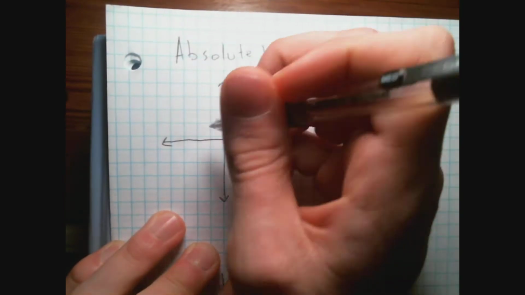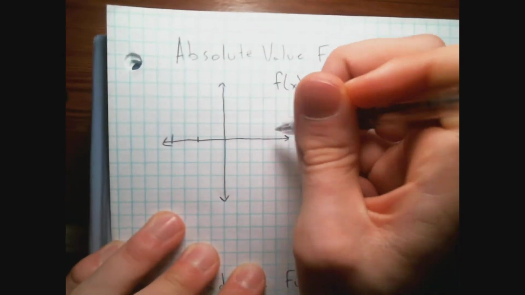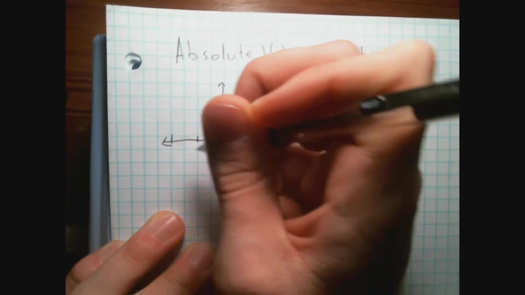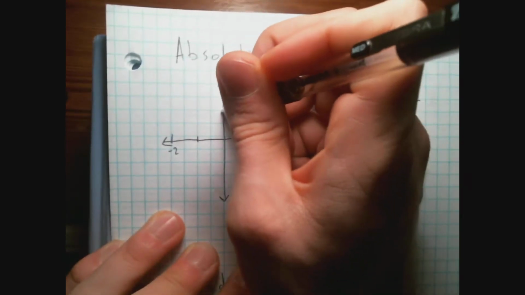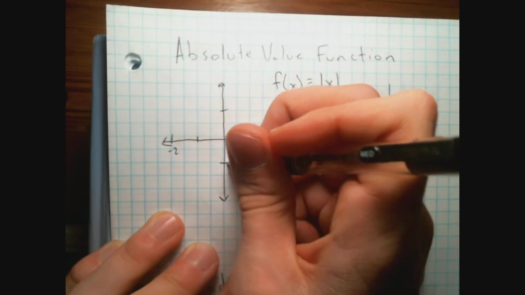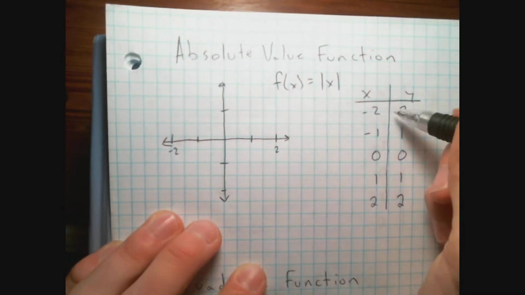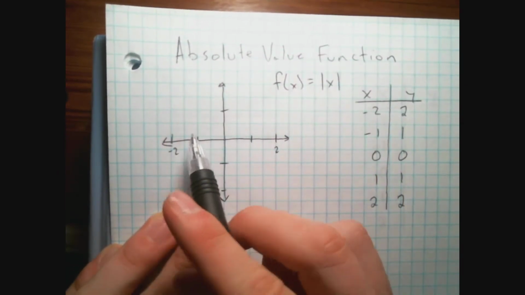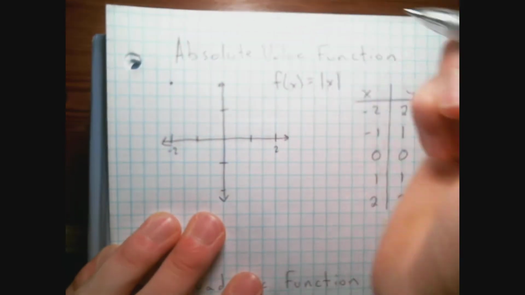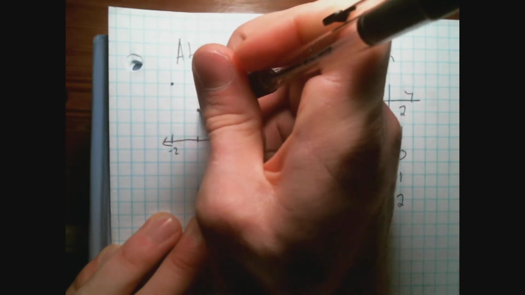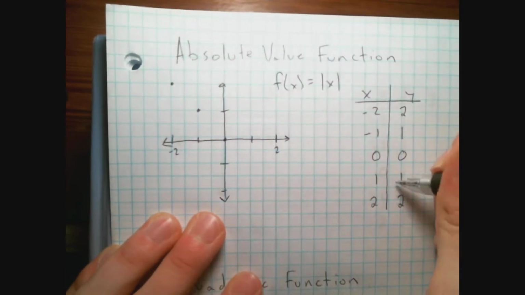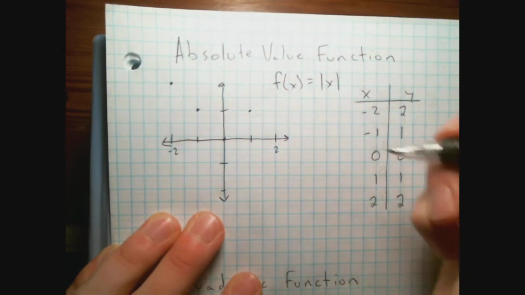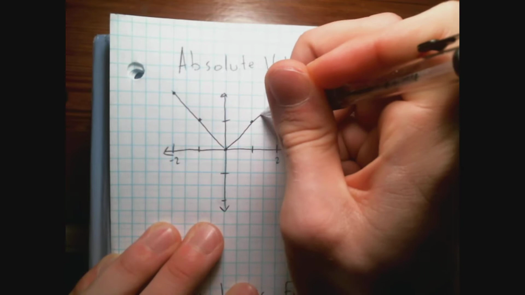So our first point is negative 2, 2. Then negative 1, 1, and 0, 0, then 1, 1 and 2, 2. Alright, so first point, x is negative 2. So 1, 2, and up 2. So there's that point. Negative 1, 1 is our next. 0, 0, 1, 1, 2, 2. So our graph should look something like a V.